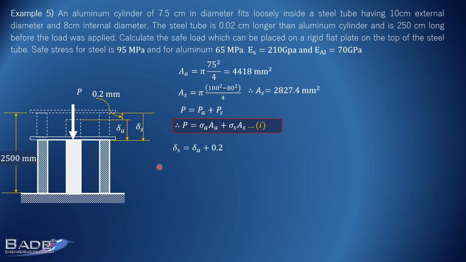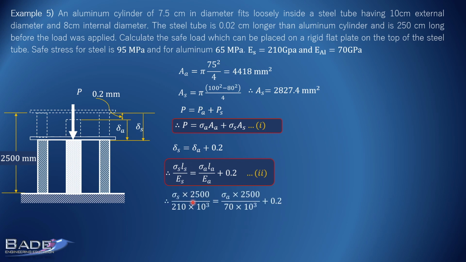Delta S, that is deformation in steel, is deformation in aluminum plus 0.2 millimeters. Now delta S is sigma S LS upon ES, and delta A is equal to sigma A LA upon EA plus 0.2. So when safe stresses are given to find a safe load, or safe stresses are given to find safe area, then the relation between deformations and also the relation between loads you better write in terms of stresses, like this equation 1 and equation 2.